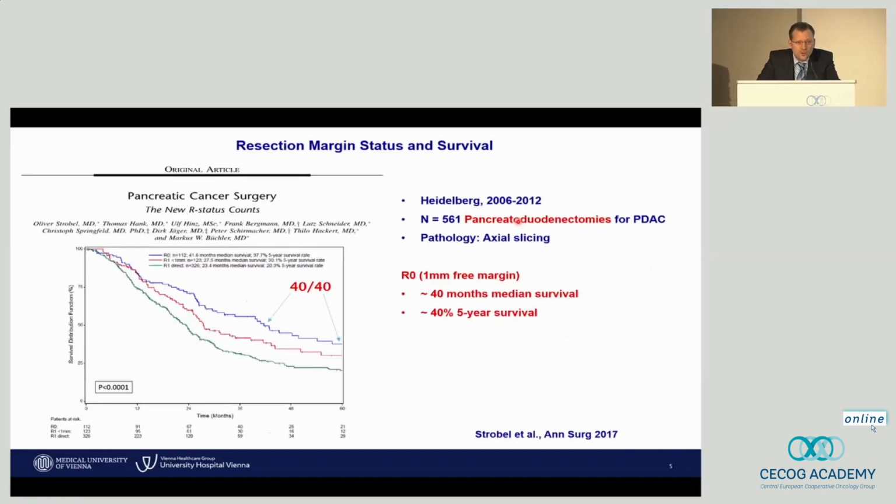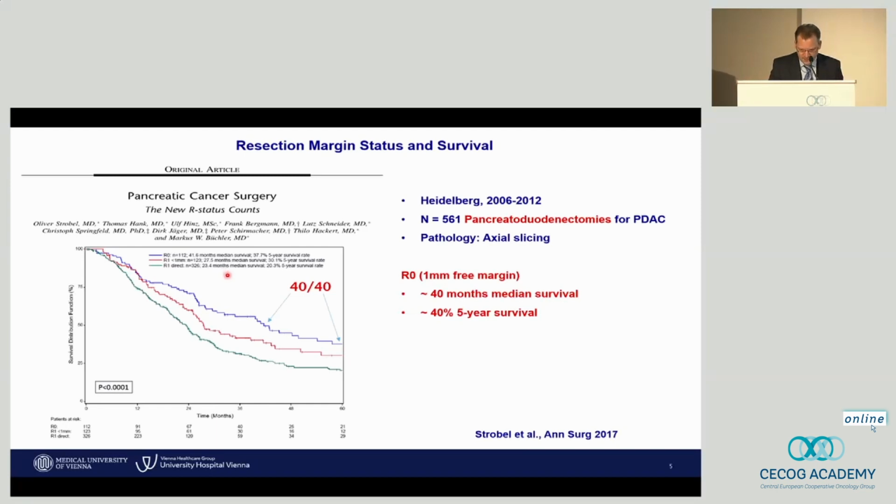What do we have to consider as surgeons? A radical resection, aiming at a resection-free margin with a 1 millimeter distance, is relevant for survival. In the study we did in Heidelberg in more than 500 patients with pancreatic duodenectomy for adenocarcinoma, we found both a 40-month median survival and a 40% five-year survival after an R0 resection with a 1 millimeter distance of the tumor cells to the nearest margin.